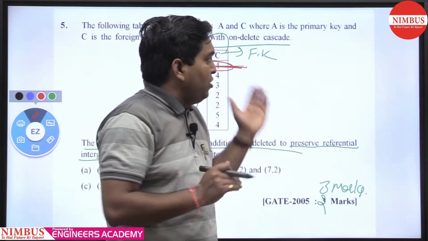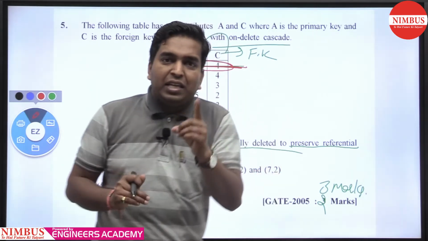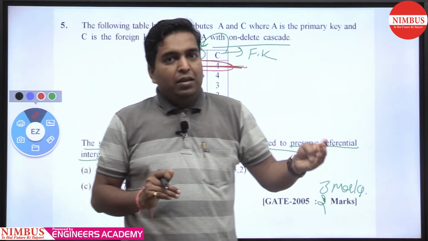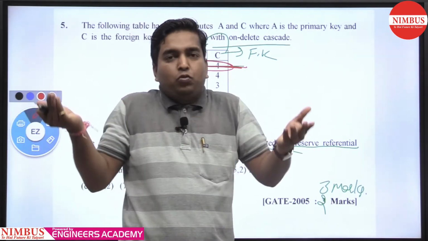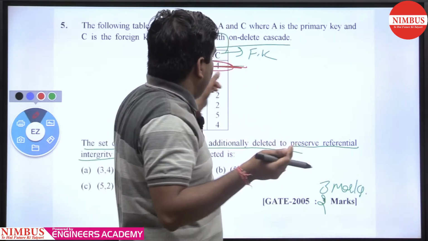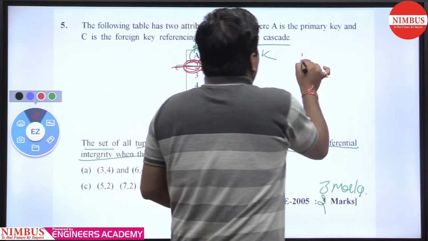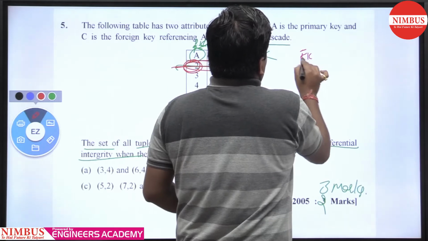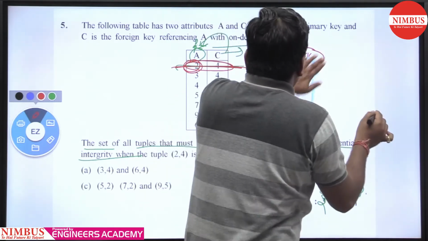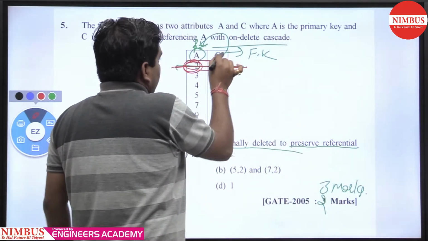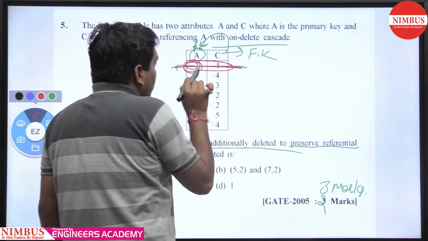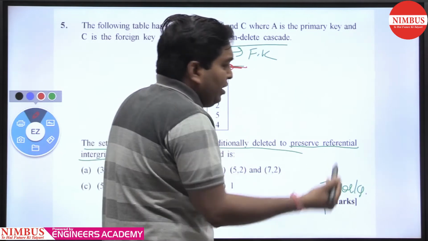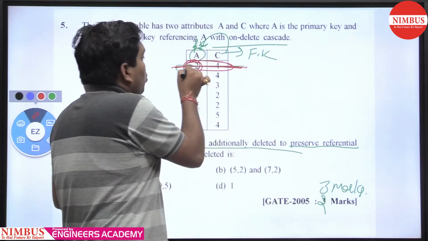But in this scenario, one relation contains the primary key and foreign key. Otherwise we would need two separate relations, one containing the primary key and another in which it is used as the foreign key. But here the same relation contains the primary key and foreign key. So here primary key 2 is deleted, so we delete the tuple in the foreign key where the 2 is used.